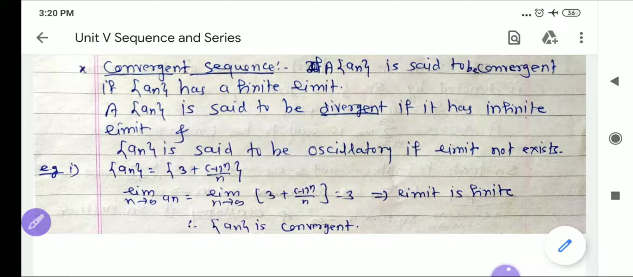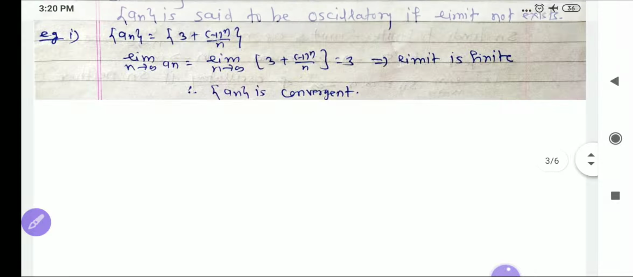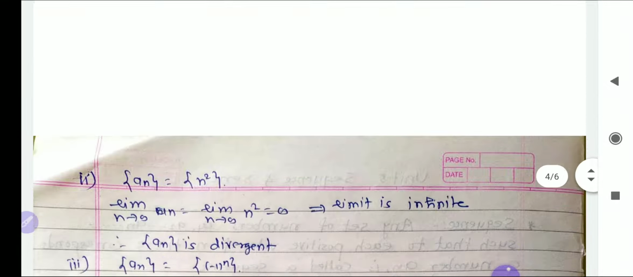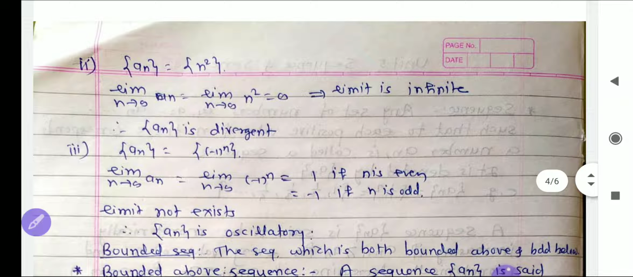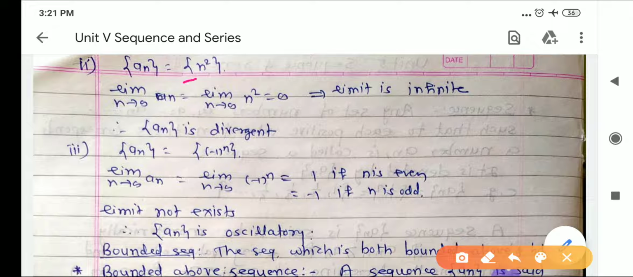Now we will take one problem on a divergent sequence. A divergent sequence means that sequence has an infinite limit. Now if we take the example here, sequence an is equal to n square, and if you find the limit of n square as n tends to infinity, means here if you put n equal to infinity, then we get limit infinity. So the limit is not finite, means the limit is infinite, therefore the given sequence is divergent.